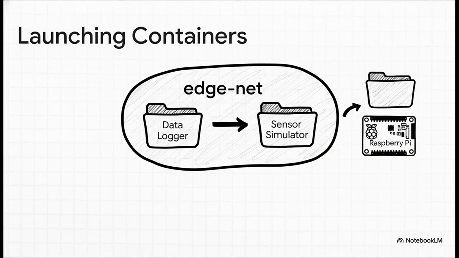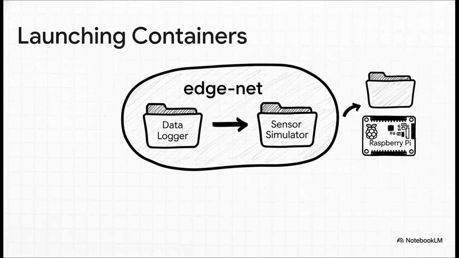Okay, time to launch. First, we start the data logger and we connect it to our EdgeNet. Now, this next part is absolutely critical. We use a -v flag to create something called a volume. This links a folder inside the container to a folder on our Raspberry Pi. So why do we do this? Because containers are temporary by design. Without this special link, our log.txt file would completely vanish forever if the container stopped. This makes our data persistent.